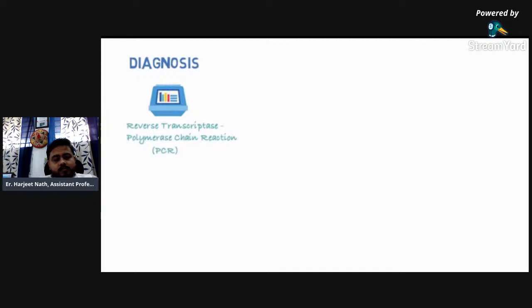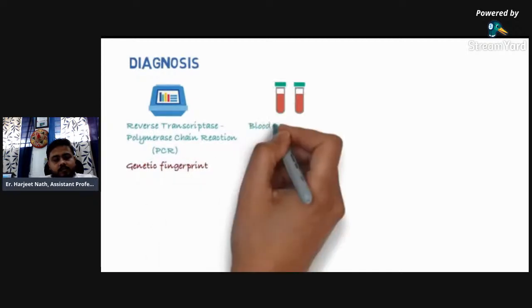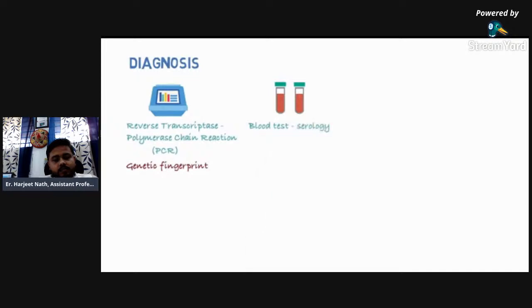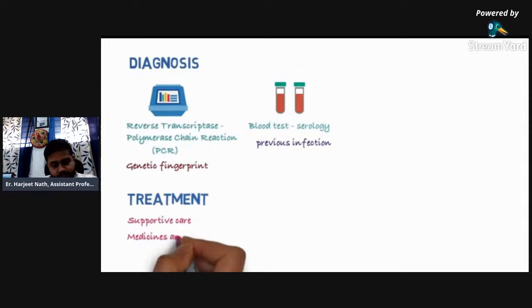This test identifies the virus based on its genetic fingerprint. There's also a blood test that can check for antibodies against the virus, which may show that someone was infected in the past. How is it treated? The treatment for COVID-19 is mainly supportive care. Medicines against the virus are currently under investigation. How do we prevent transmission of the virus?